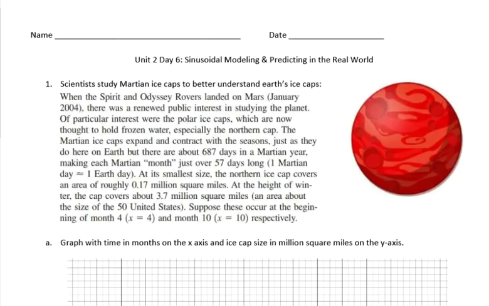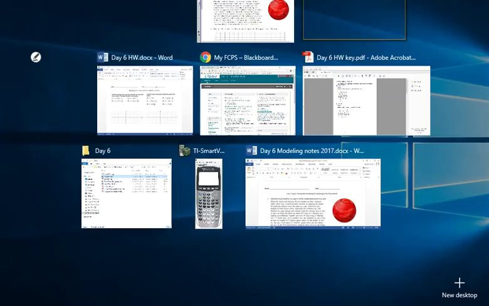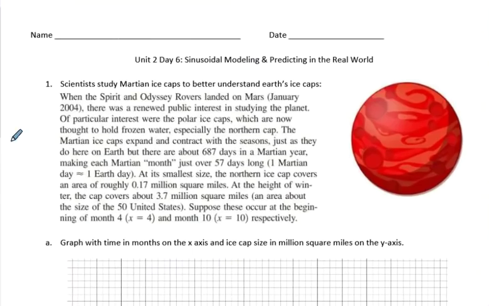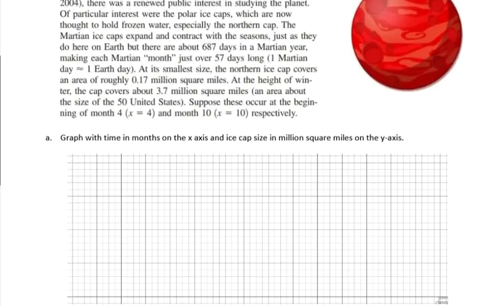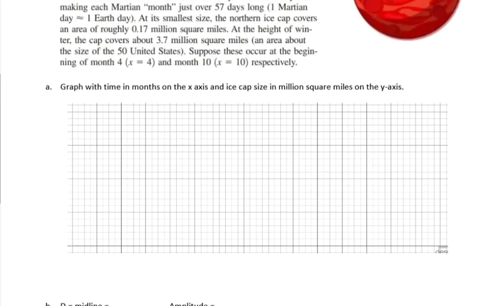In part A it says graph time in months on the x-axis and ice cap size in million square miles on the y-axis. So even though the months are longer, how many months do they have in a year? 12. They still have 12 months. If you're not sure about that, you can divide 687 by 57. You should get about 12. So when it says graph time in months on the x-axis, we only need 12 months. You can keep putting numbers on your axis though if you want.